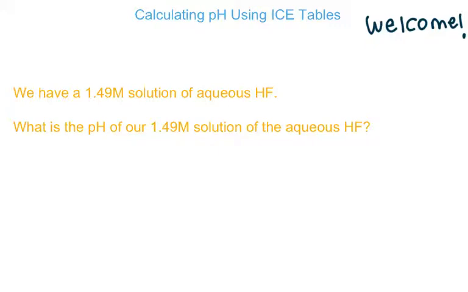So let's read the problem. We have a 1.49 molar solution of aqueous hydrofluoric acid. Hydrofluoric acid, it turns out, is a weak acid. So it's good to keep that in mind, as we'll see later. What is the pH of our 1.49 molar solution of aqueous hydrofluoric acid?